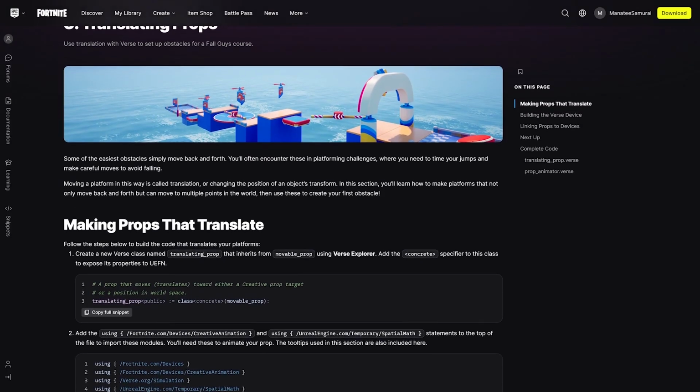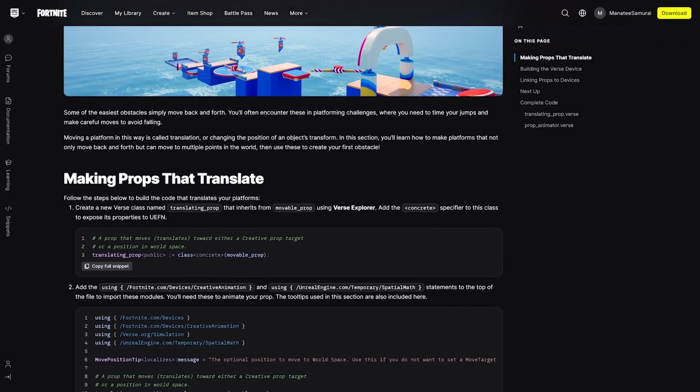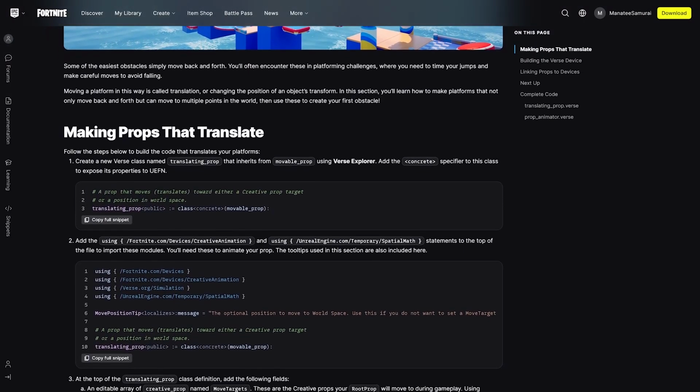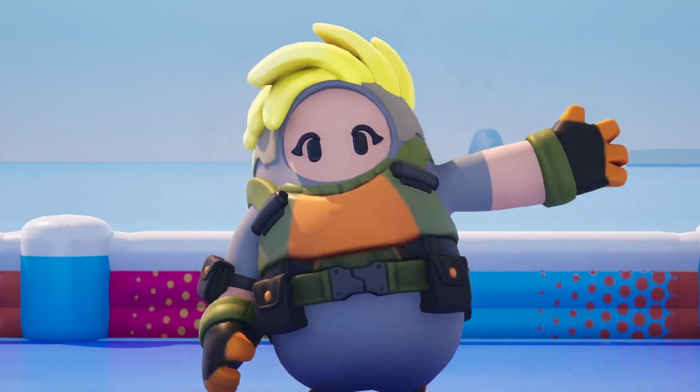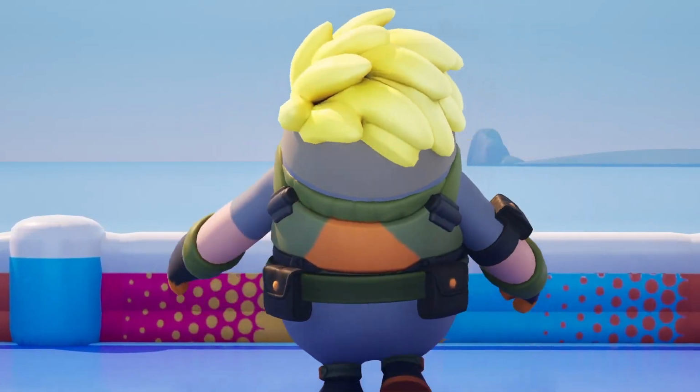To learn more about moving props directly or through animations, check out the online documentation or follow this bean to the next video, all about rotation.